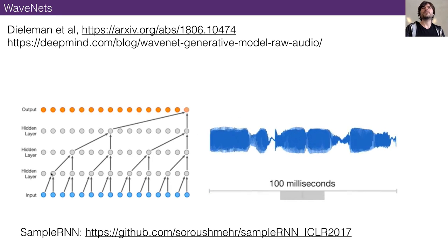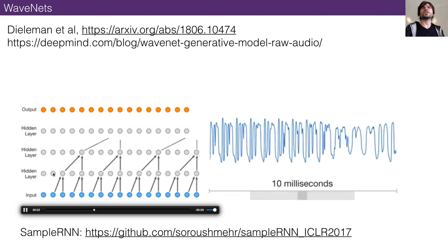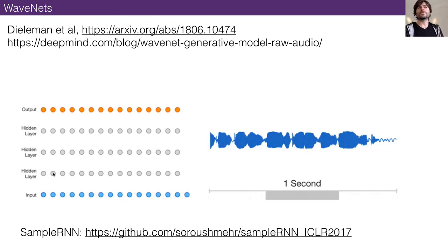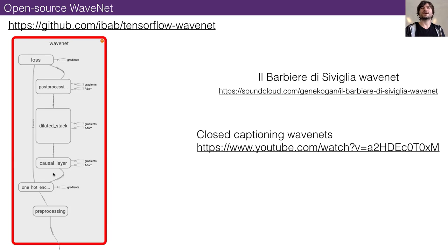It's pretty crazy, right? And there's also SampleRNN, which is another type of generative audio model. There's an open source version of WaveNet, which I used to train this. I trained the WaveNet on the Barber of Seville opera, so this is what that sounds like.